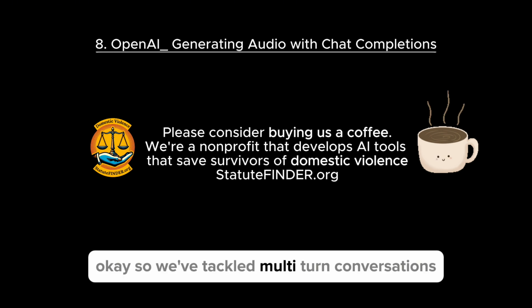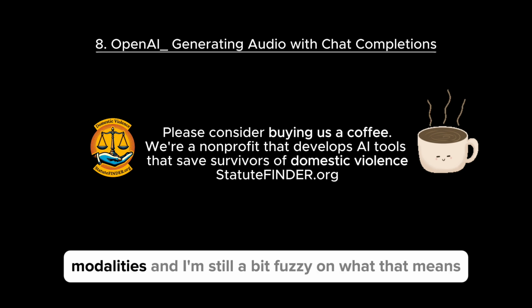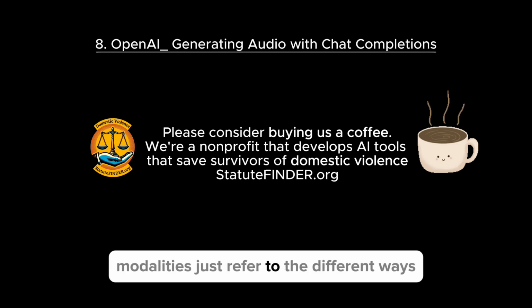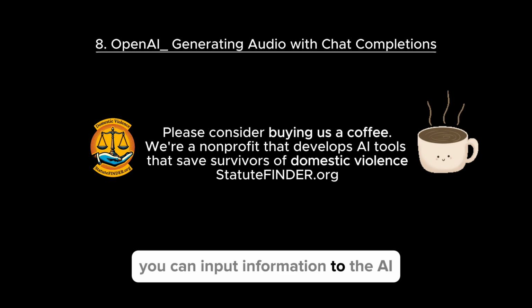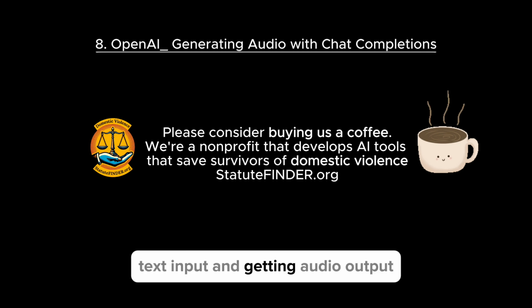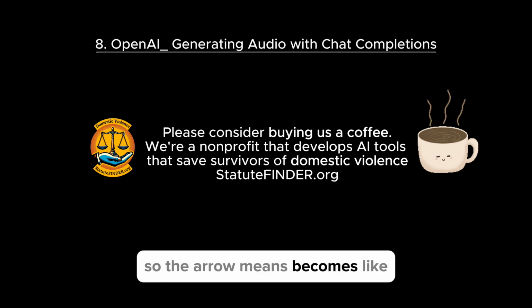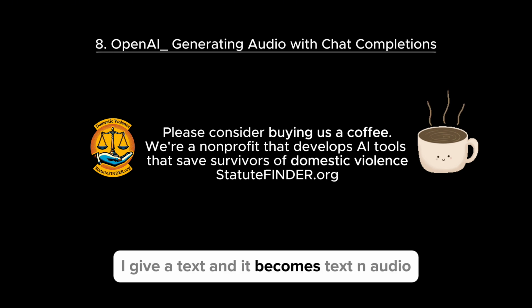Okay, so we've tackled multi-turn conversations. Now, the documentation also keeps mentioning these modalities, and I'm still a bit fuzzy on what that means. Modalities just refer to the different ways you can input information to the AI and receive output back. Remember how in the Python code example, we were giving the AI text input and getting audio output? That's one type of modality. Text in, text plus audio out. So the arrow means becomes. Like, I give it text, and it becomes text and audio.